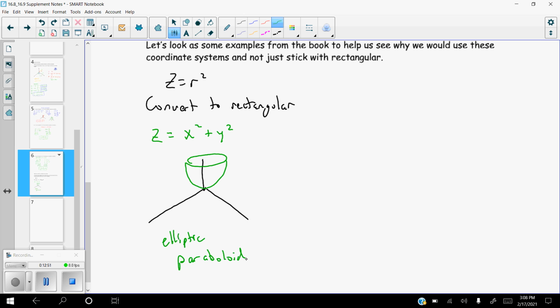Yeah, good enough. All right, so now let's do r squared plus z squared equals 25. And let's go ahead and put that also into rectangular. Well, r squared is x squared plus y squared. So we get x squared plus y squared plus z squared equals 25. And hopefully you can clearly see that that is a sphere.